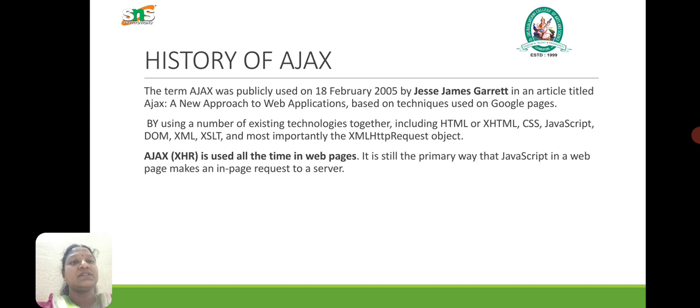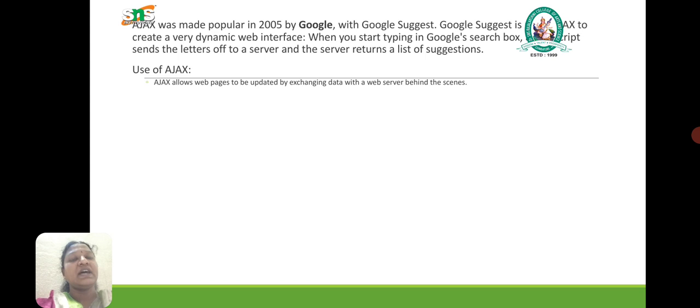Ajax XHR is used all the time in web pages. It is still the primary way that JavaScript in a web page makes an in-page request to a server. Ajax was made popular in 2005 by Google with Google Suggest. Google Suggest uses Ajax to create a very dynamic web interface: when you start typing in the Google search box, JavaScript sends the letters off to a server, and the server returns a list of suggestions using Ajax.